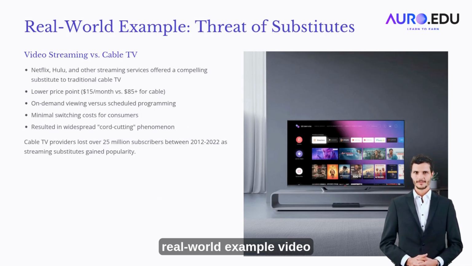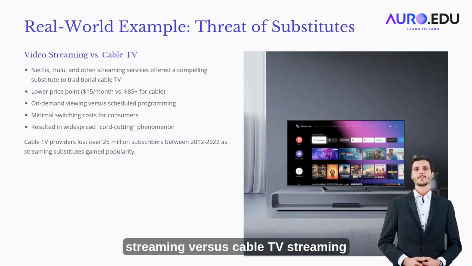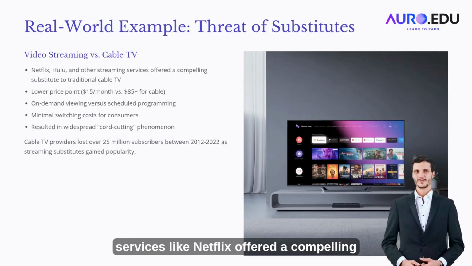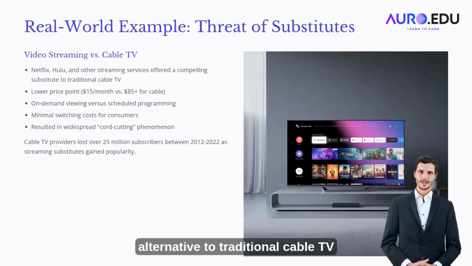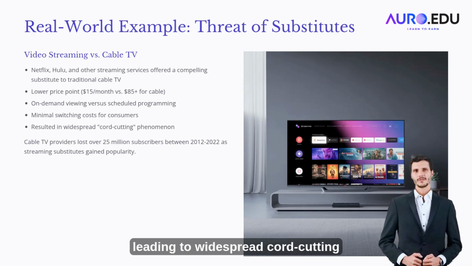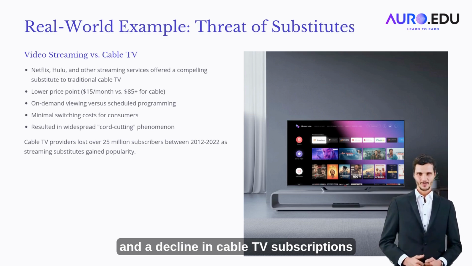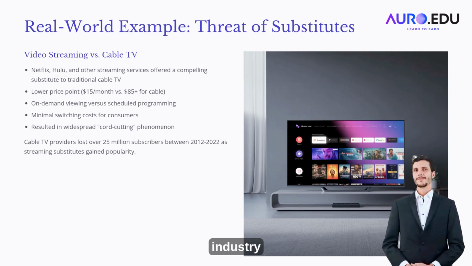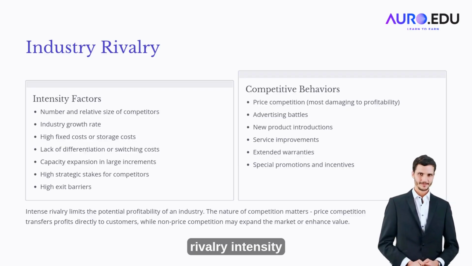Real-world example: video streaming versus cable TV. Streaming services like Netflix offered a compelling alternative to traditional cable TV, leading to widespread cord cutting and a decline in cable TV subscriptions. Industry rivalry.